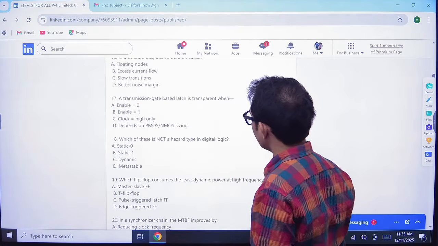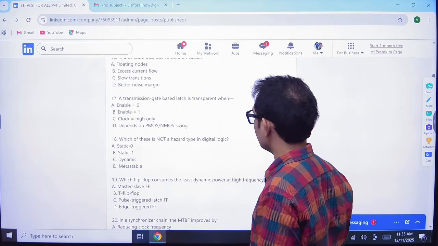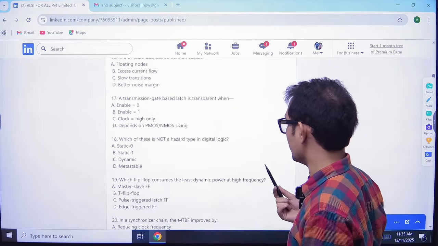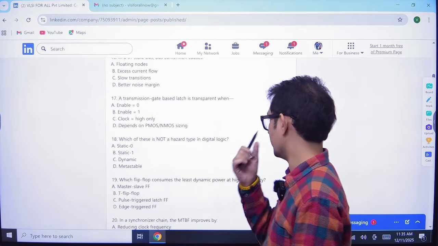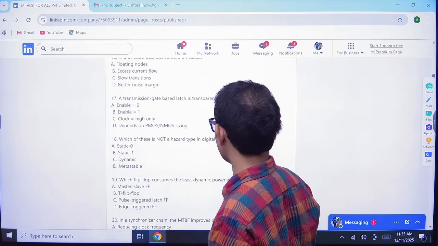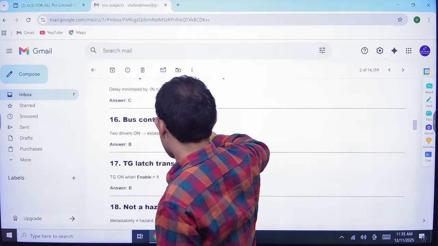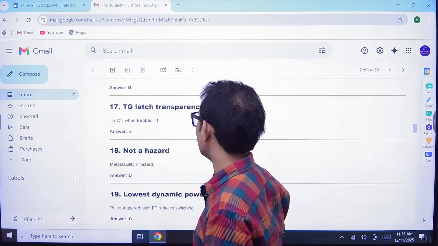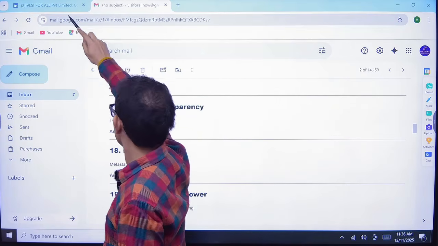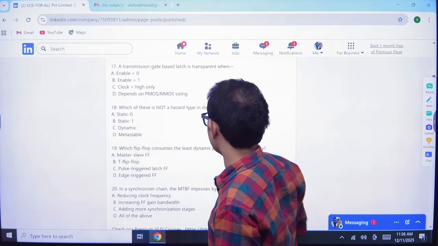In a transmission gate based latch, it is transparent when enable is 0, enable is 1, clock is high only, depends on size ratio, PMOS by NMOS ratio sizing, right? Okay. When the transistor is enabled, right? So the answer is the first one, right? Answer is the first one here.